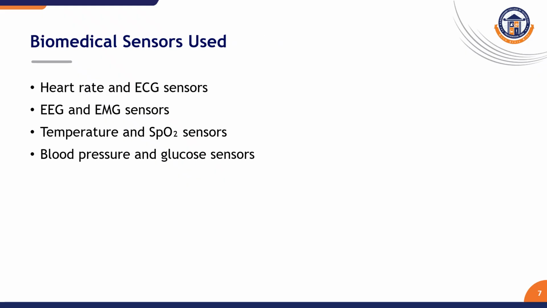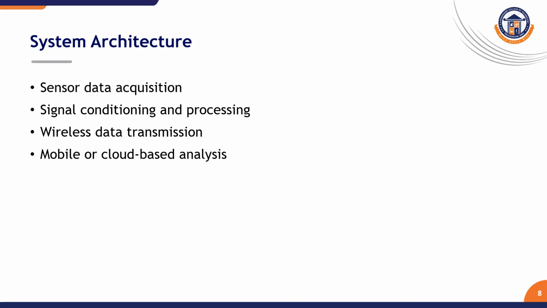Different sensors are used in wearable devices: heart rate, ECG sensors, EEG and EMG sensors, temperature, SpO2 sensors, and sensors to measure blood pressure and glucose. These are some of the biomedical sensors used in health monitoring wearable devices.